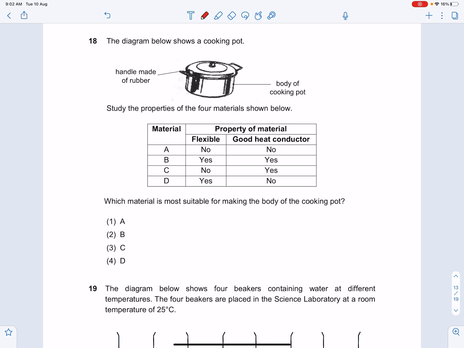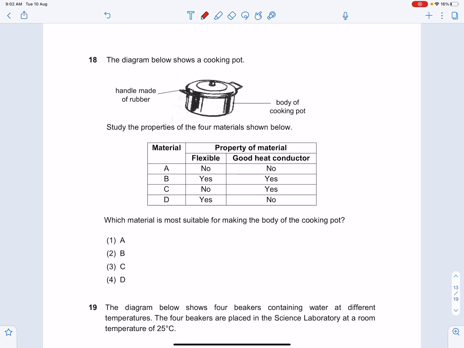So first things first, you want to really be able to show what is basically the purpose, right? So the purpose of a cooking pot tells me that it needs to be a good conductor of heat so that heat can be transferred from the heat source to the cooking pan as soon as possible. This would allow my food to be cooked in the shortest amount of time. At the same time, I also do not want my pot to be flexible. This is so that it will not bend when I put in a lot of food in it. So I do not want it to be flexible, and I want it to be a good conductor. So in this case, the one that fulfills this would be answer C.